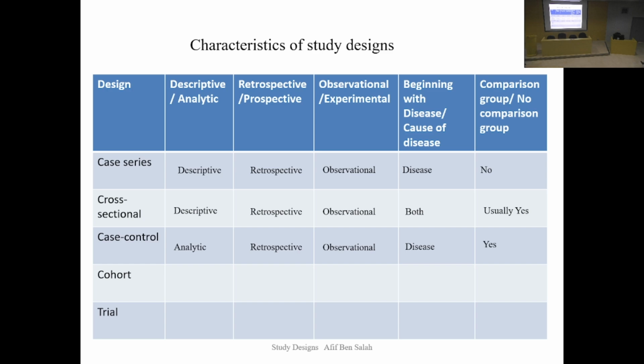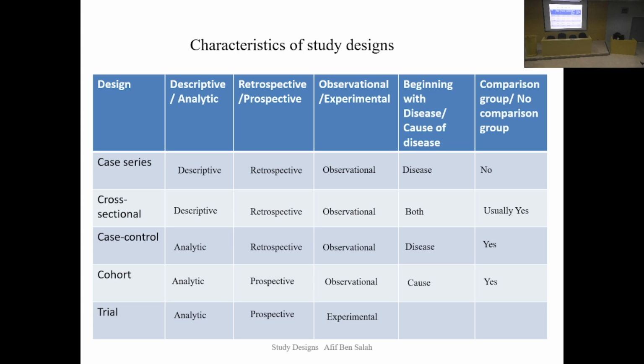Cohort, descriptive, analytic. Retrospective, prospective. Very good. Observational, experimental. Beginning with disease or cause of disease? Comparison group, yes. But a trial, these are experimental studies, when you do clinical trials. Analytic of course, but prospective or retrospective? Observational or experimental? Thank you. Beginning with disease or cause of disease?